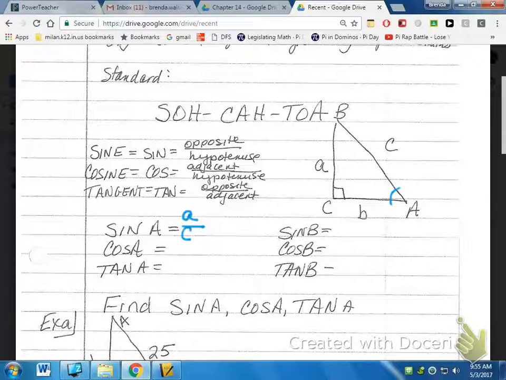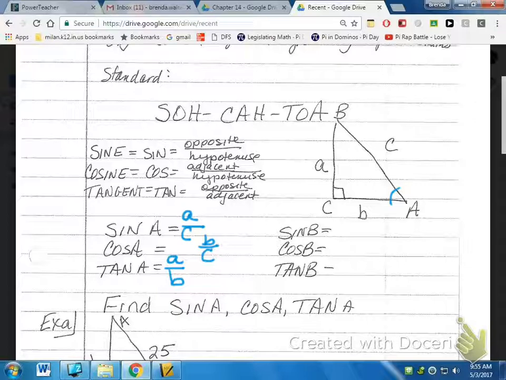Cosine of A. Cosine is adjacent over hypotenuse. So cosine of A would be B over C. Tangent of A, opposite over adjacent. So that would be A over B. We're going to put numbers here in a minute, and then you'll see how we're going to do this today. You're writing up these ratios. That's what you're going to be doing today, to get down pat what the ratio is.